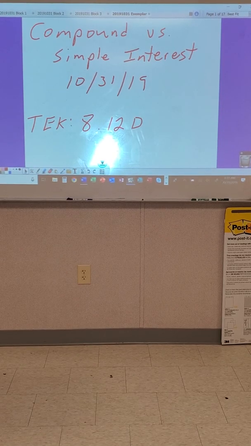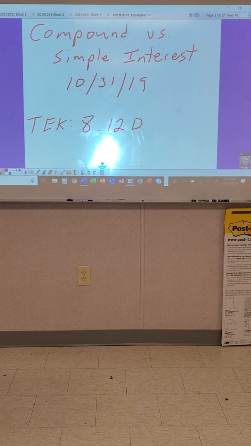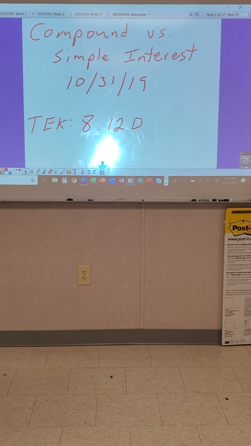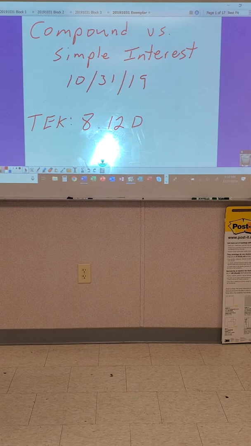Simple versus compound interest. This is the TEKS, the Texas Education Standard 8.12D, which deals with financial literacy. We're going to calculate the difference between compound and simple interest.